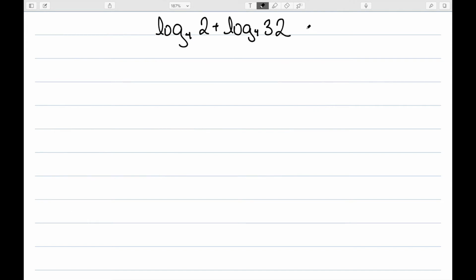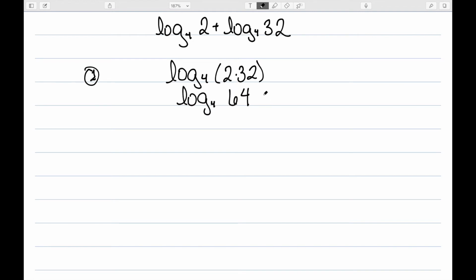I want to start by using these rules to evaluate some things. Log base 4 of 2 plus log base 4 of 32. Well, since I'm adding here, my first rule says I could rewrite this as log base 4 of 2 times 32, which is log base 4 of 64. If I set this equal to x, I have 4 to the x power is equal to 64, or x is equal to 3. So the value of this thing up here is 3.